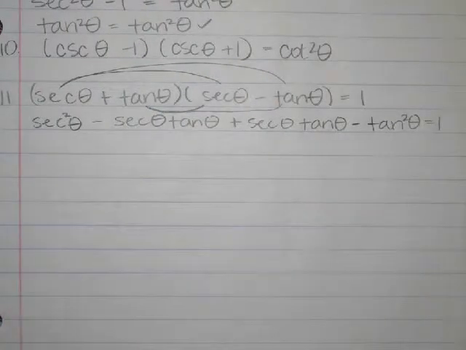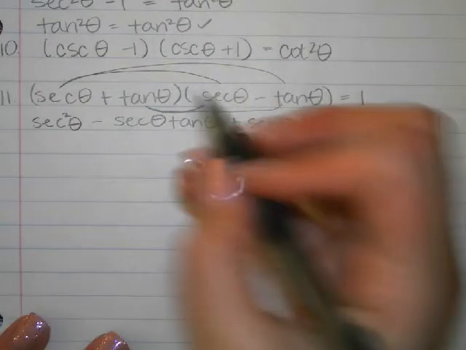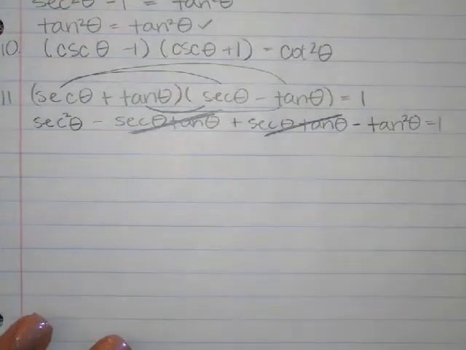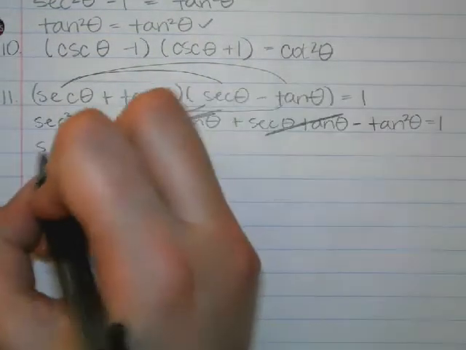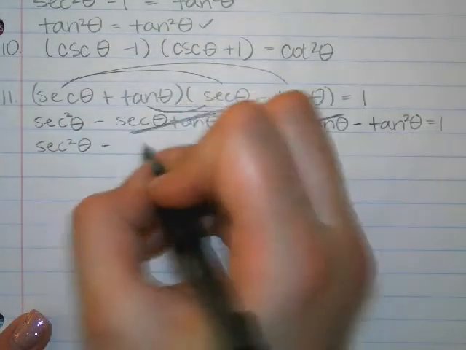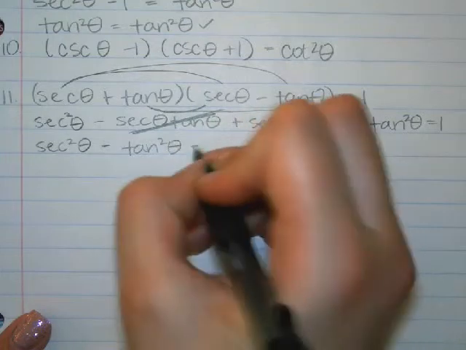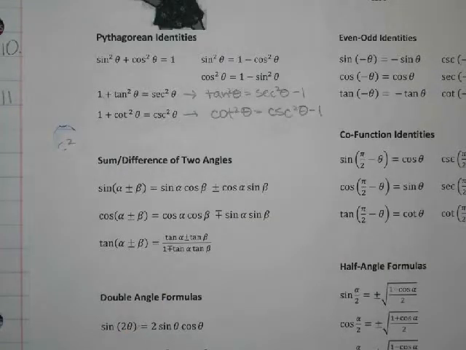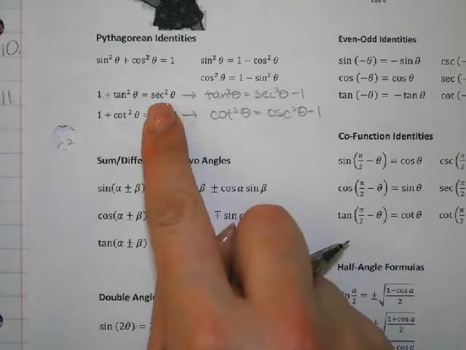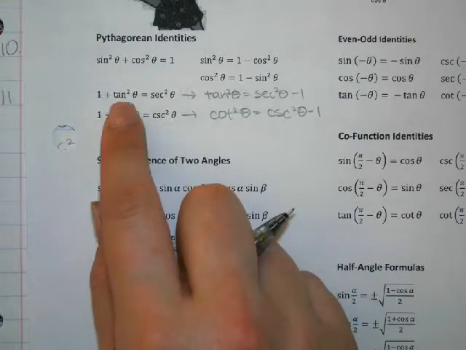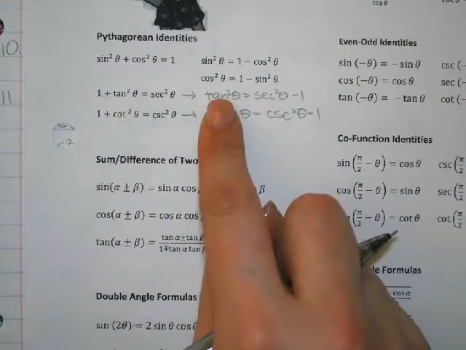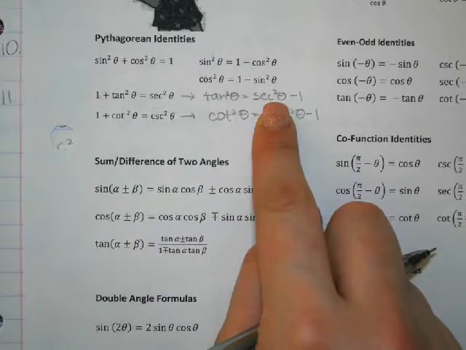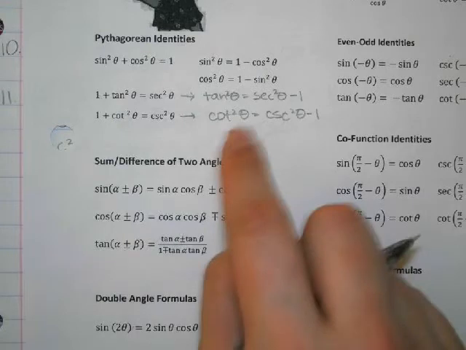So what do you guys see? The secant tans cancel. So we have secant squared minus tan squared equals 1. And so where should we be looking on our sheet? Pythagorean identities, because we got the squareds in there. And what do you guys want to do? So we could take the secant squared and replace it with 1 plus tan squared, or we could take the tan squared and replace it with secant squared minus 1. Which would you rather do? Take the tan and replace it?